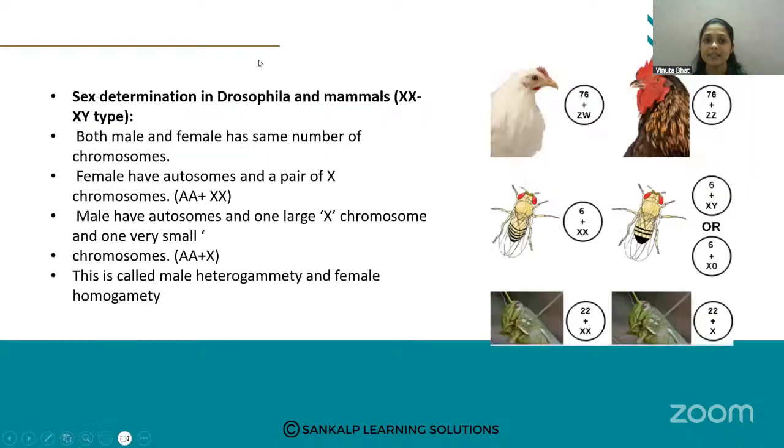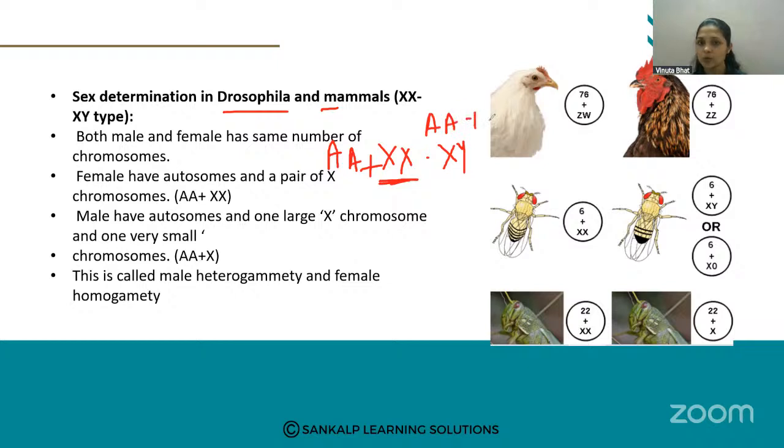Then sex determination in mammals, very important, that is XX and XY type of sex determination, in both mammals and Drosophila, where two X chromosomes are present in females along with the autosomes, 22 autosomes plus XX in females, and 22 autosomes plus XY in males. That is the sex determination in mammals, mainly in human beings.